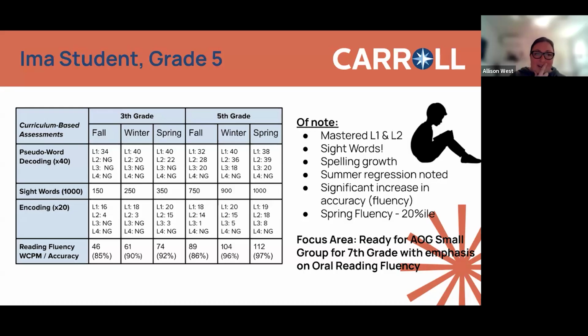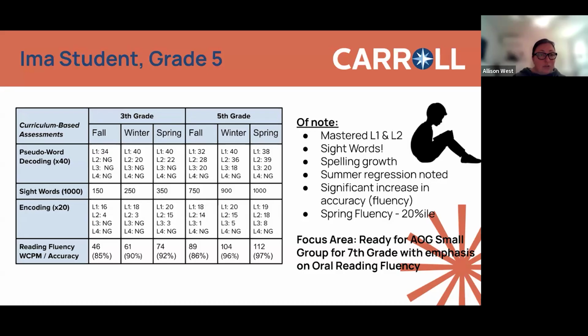I do want to point out, when we look at spring and fall, granted this is 3rd grade and 5th grade, but this is a student who does have a pattern of noted summer regression. So it is important to note, and it is an important consideration for us, because as we're designing focus area classes, we have to take into consideration automaticity and the ability to retrieve and apply. And that summer regression tells us that there's still more time that's needed.